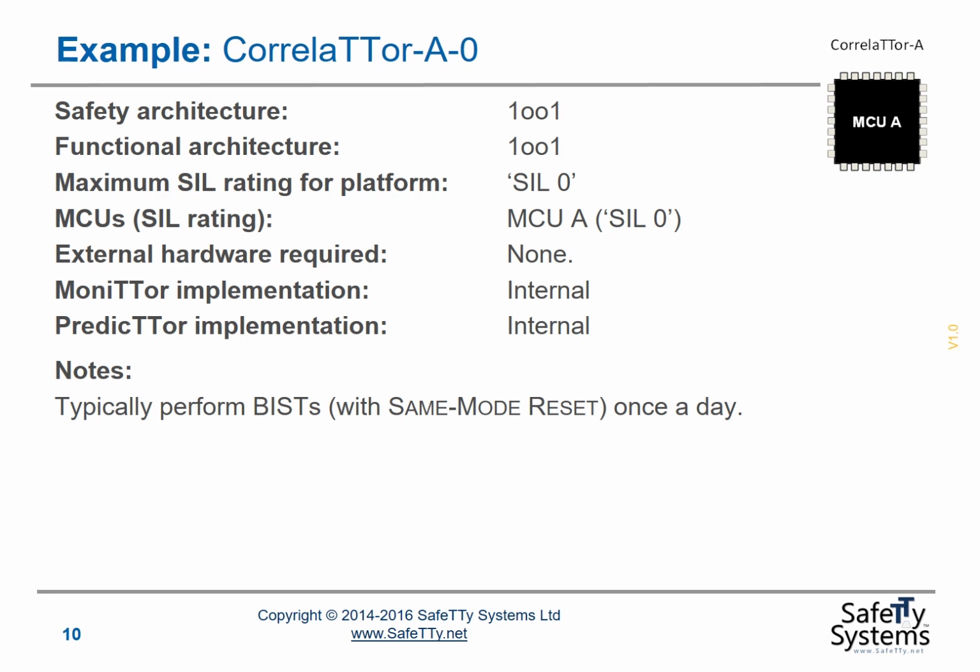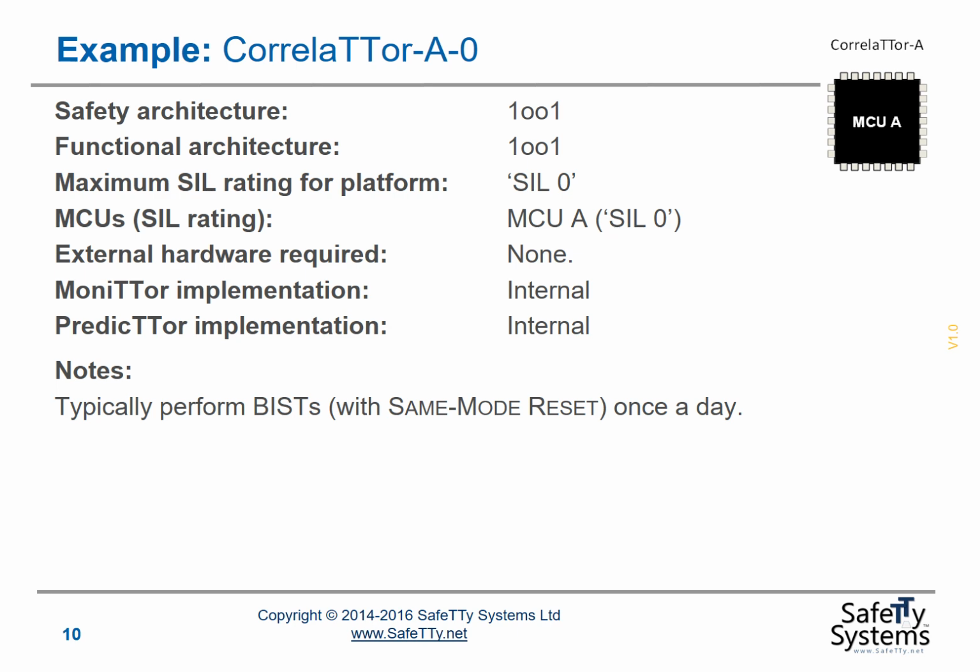Let's look at an example of a correlator A platform. Let's start with the safety architecture. This is a 1 out of 1 safety architecture. This means that the system contains only one processing unit, and that processing unit must be operational if the system is to remain safe. We also have a functional architecture. This is also 1 out of 1. There's only one functioning processor. If that processor is not operational, the system can't function.